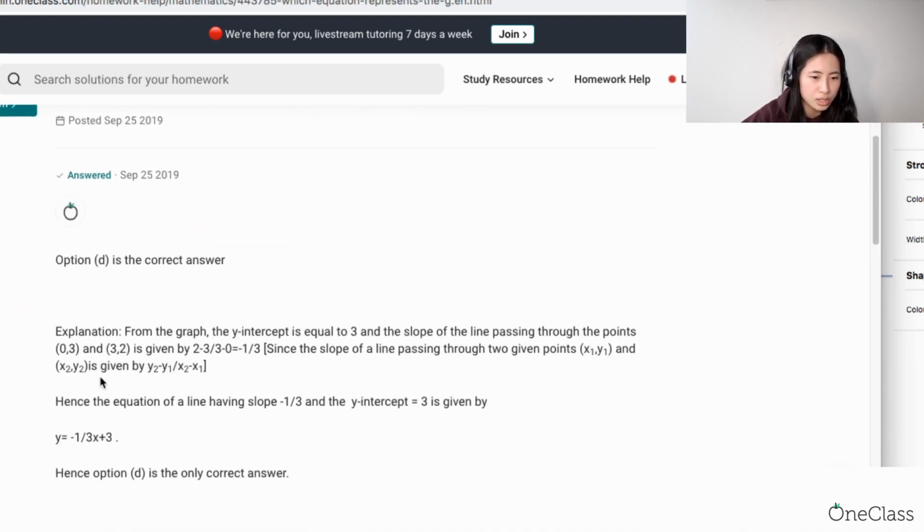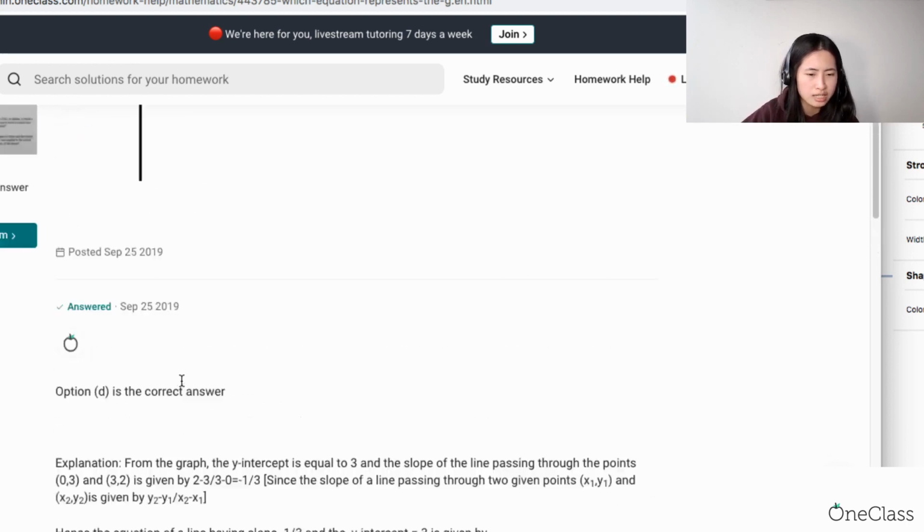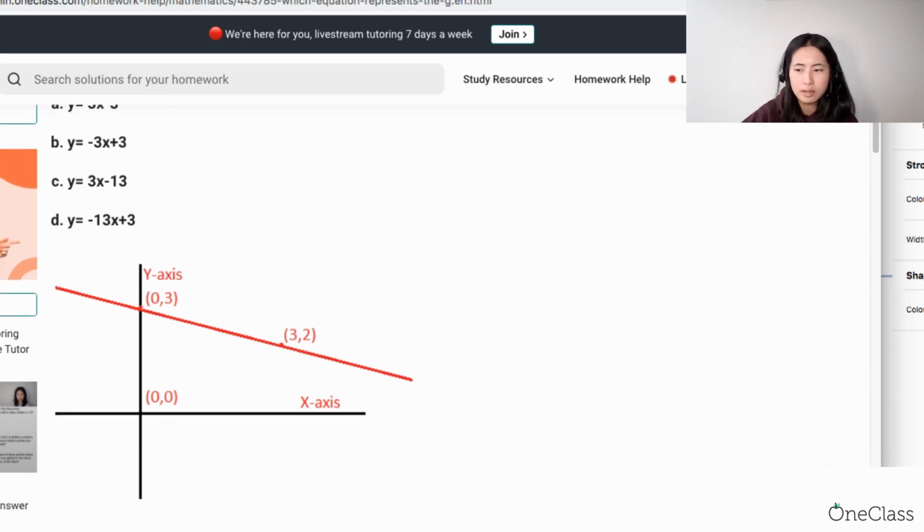But I guess this is the solution. So let's see what they're saying. So you have y2 minus y1 over x2 minus x1, and that's right, the slope is negative 1 over 3. You have a y-intercept at 3, therefore y is equal to negative 1 over 3x plus 3. Hence, option D is the only answer. No, this is not the answer. This is negative 13. It's supposed to be negative 1 over 3. I guess they have a typo, but it's not D. Definitely it's not D because it's negative 13x the way they're presenting that. So maybe we can make a comment.